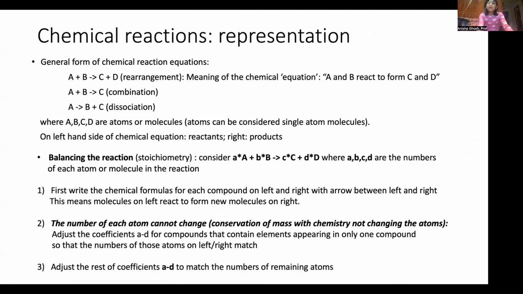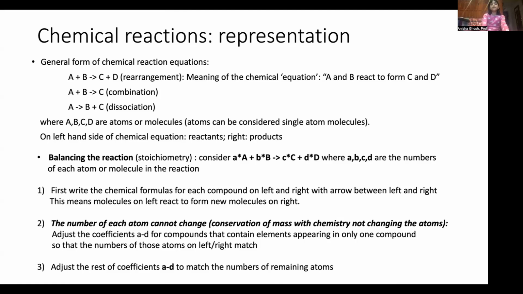And here we're going to talk briefly about some of the different types of chemical reaction equations, such as rearrangement, combination, and dissociation. For example, A and B react to form C and D, rearrangement. A plus B reacts to form C, combination. And A dissociates to form B and C, which is dissociation.